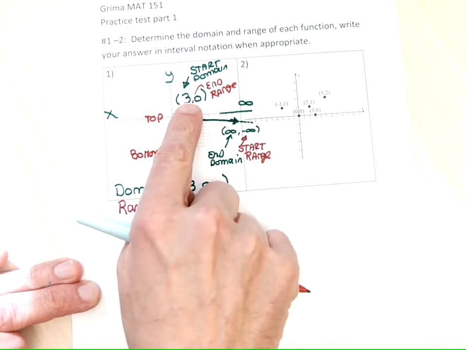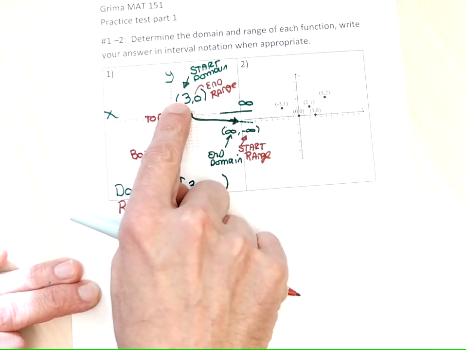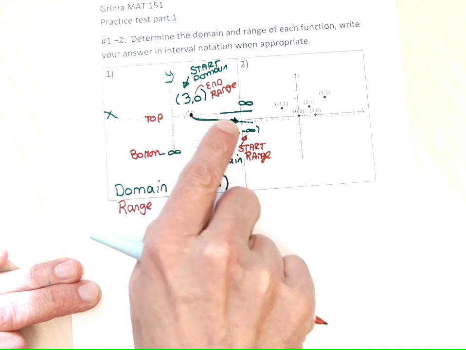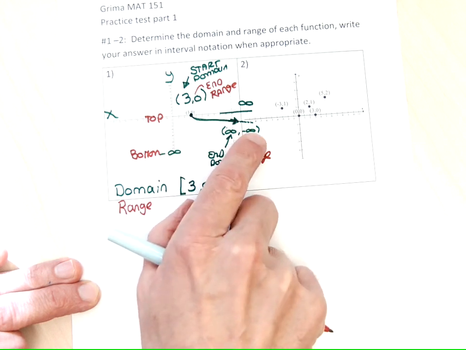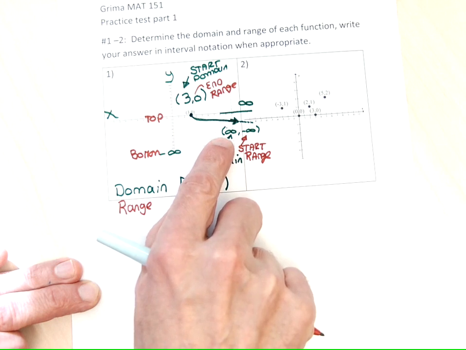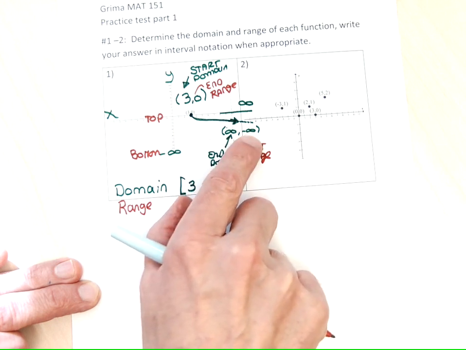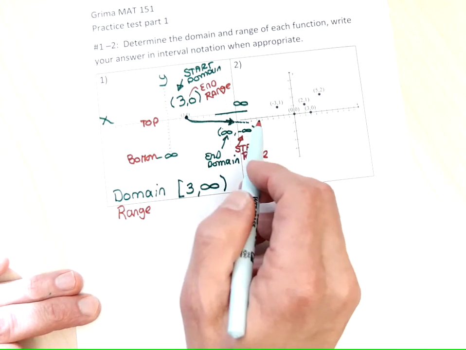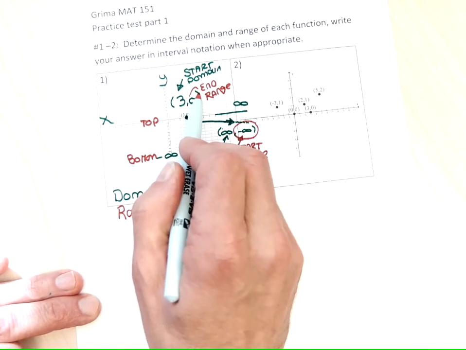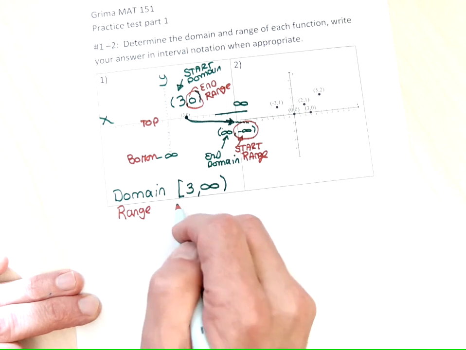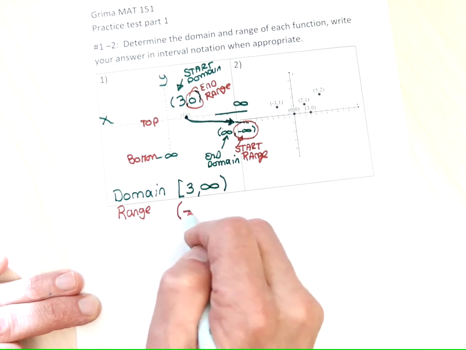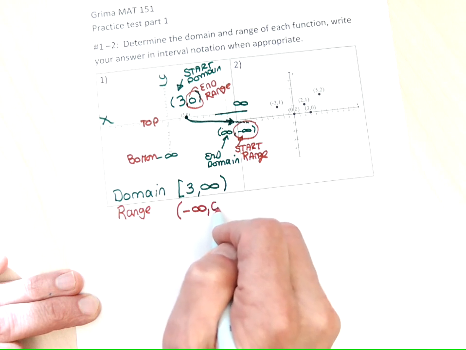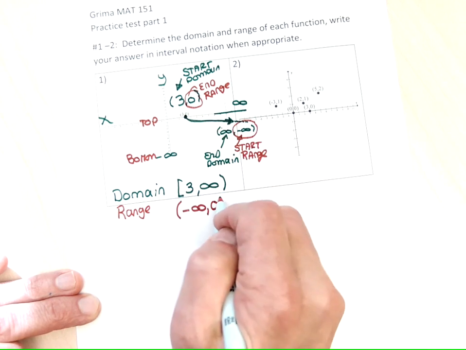So the point (3, 0) is the left edge, which is the start of the domain. It's the top of the graph, which is the end of the range. The point (infinity, negative infinity) is the right edge of the graph, so it's the end of the domain. It's the bottom of the graph, so it's the start of the range. When I go to do the range, I'm going to take the y-coordinate of the bottom point and the y-coordinate of the top point and write them in order. The bottom point has a y-coordinate of negative infinity, and the top point has a y-coordinate of 0.